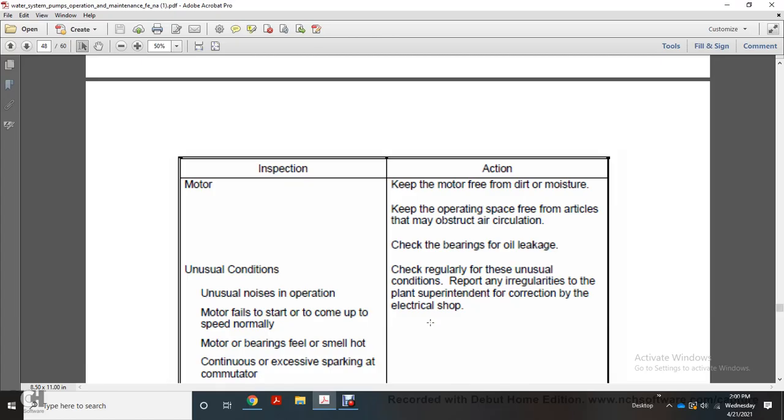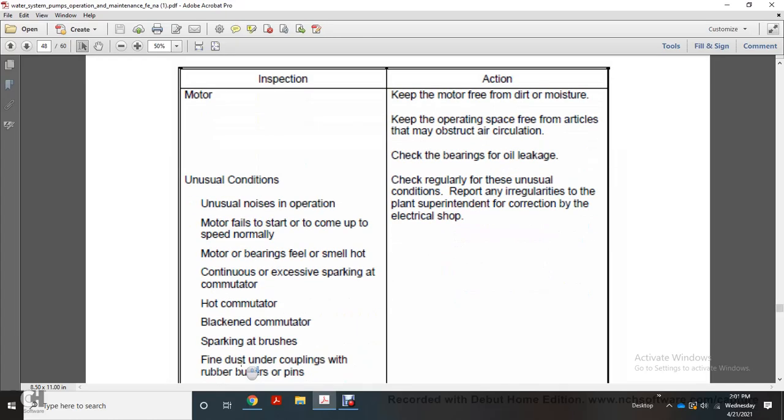Alright, the motor. Keep the motor free of dirt and moisture. Keep the operating space free of articles obstructing air circulation. Check the bearing for oil leakage. Watch for unusual conditions and unusual noise. Motor fails to start or come up to speed. Motor bearing fails, feels or smells hot, during continuous running.